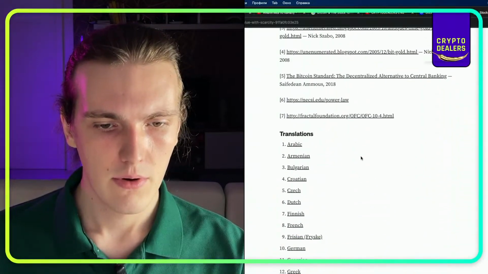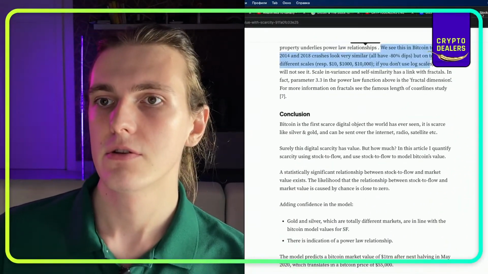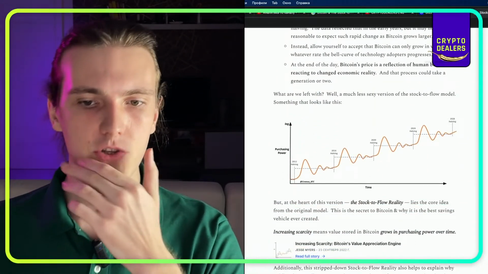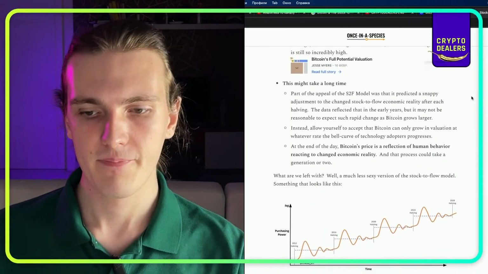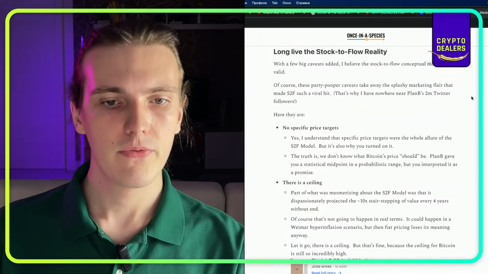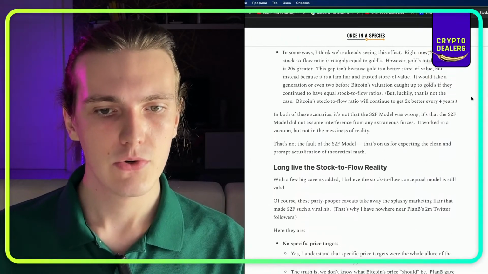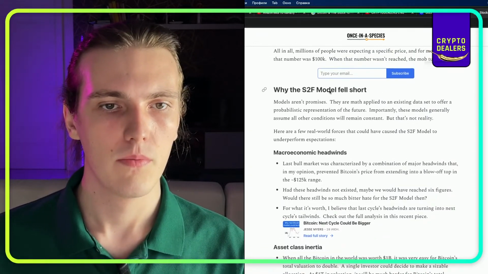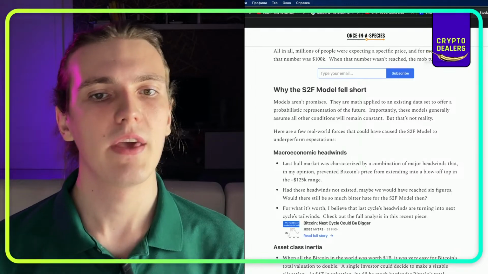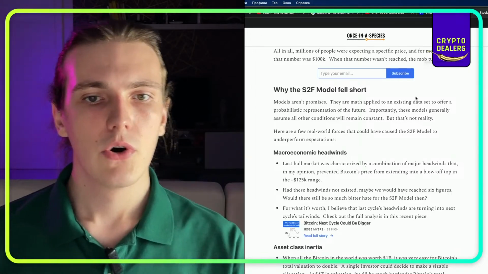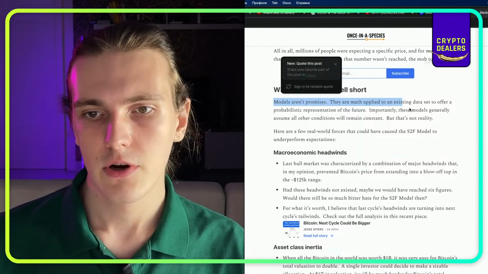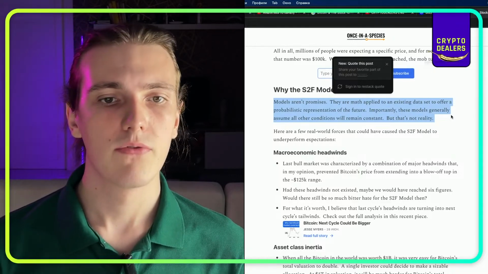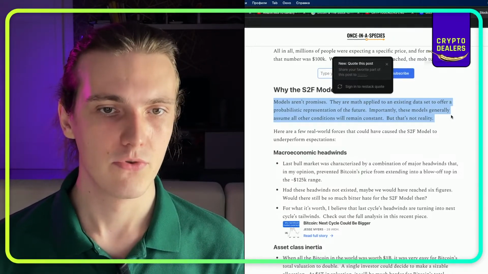And below Jesse's, down here, this is a great chart to finish off this topic. But before jumping to it, I'd like to go through the part that Jesse called why the S2F model fell short. So as I already mentioned, he talks about that as well. Models aren't promises. They're math applied to an existing data set to offer a probabilistic representation of the future.